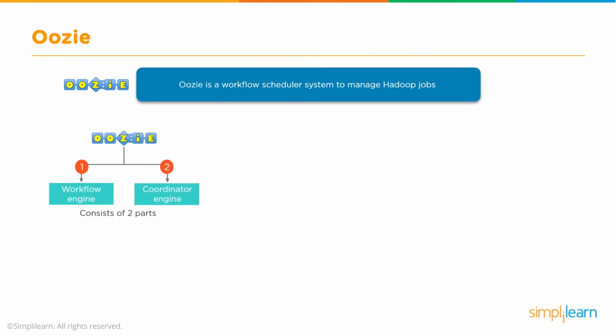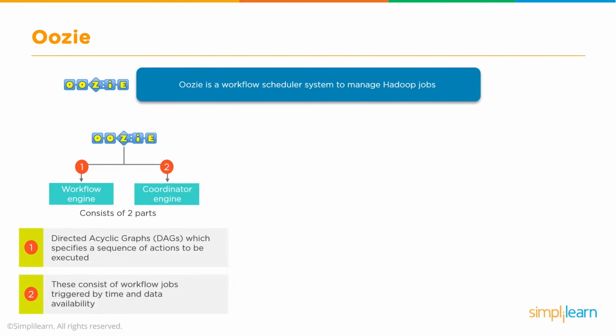And so you have a workflow engine and a coordinator engine. So it consists of 2 parts, what's going on and coordinating what's going on. And directed acyclic graphs, DAGs, which specify a sequence of actions to be executed. These consist of workflow jobs triggered by time and data available.